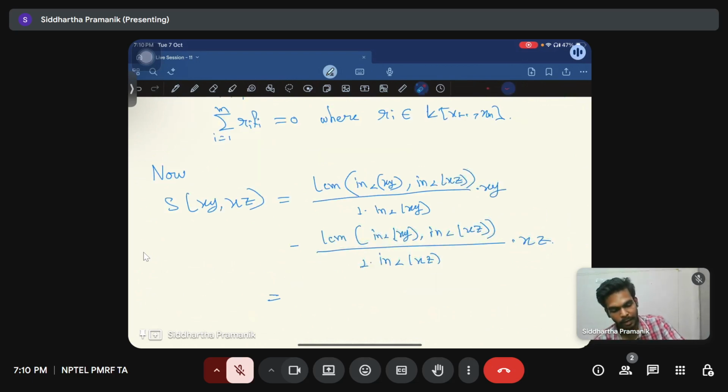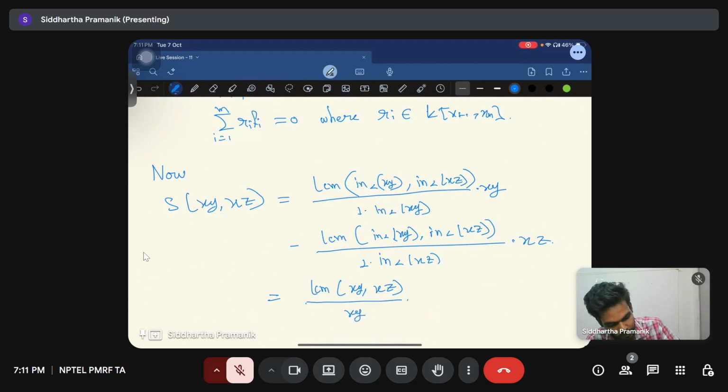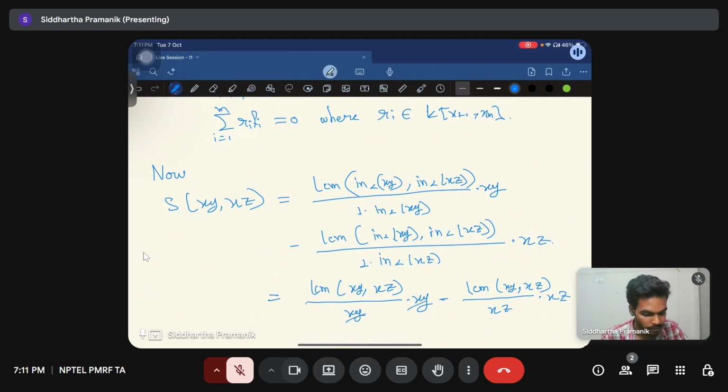So the initial term of xy is xy itself, because we have only one monomial, so we don't have to compare it with anything else. So it is the LCM of xy comma xz, because the initial term of xz is xz itself, divided by xy times xy, minus the same thing, the LCM of xy comma xz divided by xz times xz. So now this xy will cancel out. Similarly, this xz will cancel out.